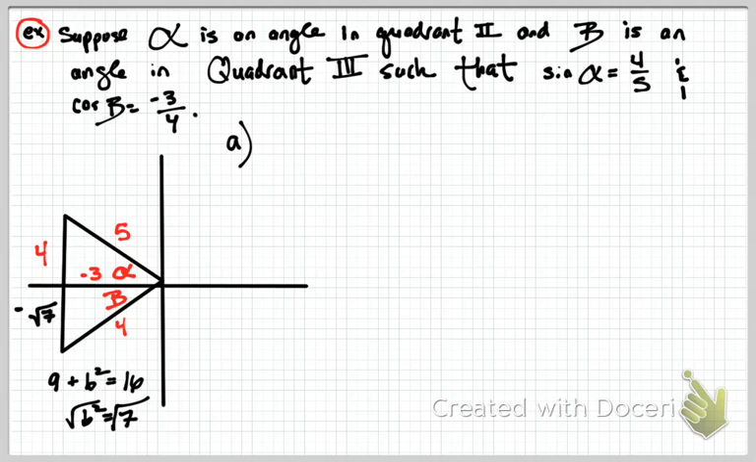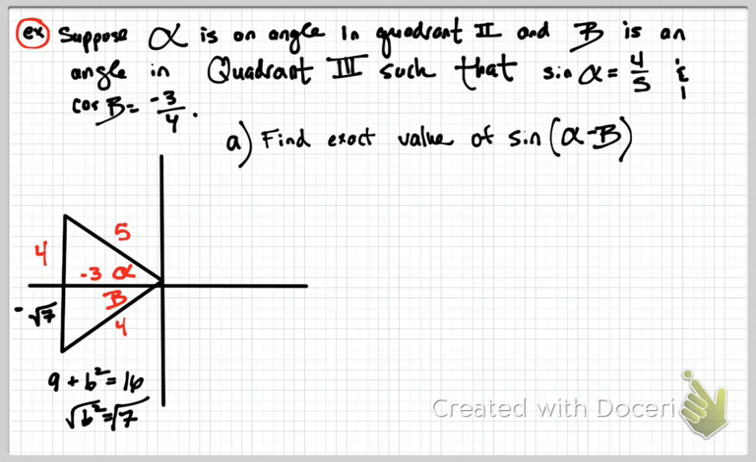All right, here it is. So, knowing that, we're going to jump straight to it. Find the exact value of sine of alpha minus beta.